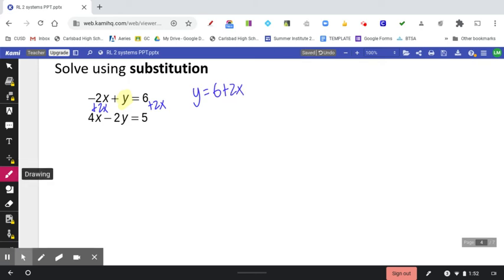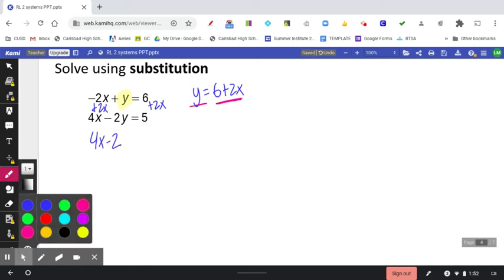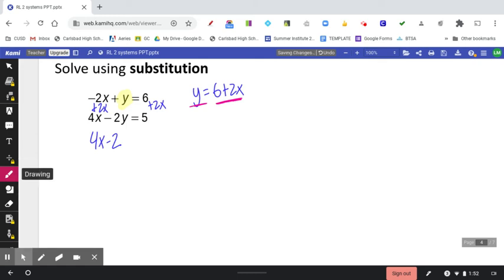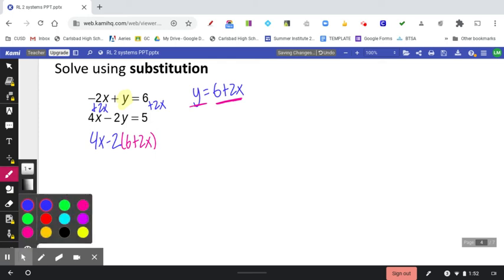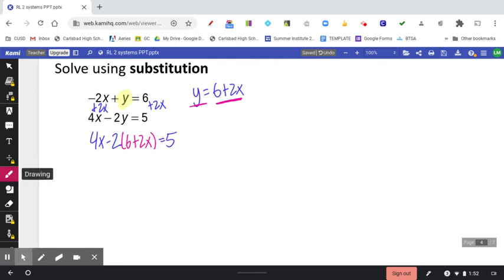Second step, I'm going to plug that back in. I'm going to substitute it into that second equation. So the second equation here, 4x minus 2y. But hey, y is the same thing as 6 plus 2x. So instead of writing y, I'm going to write 6 plus 2x equals 5. All right.